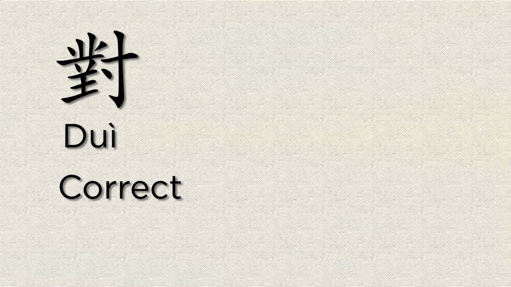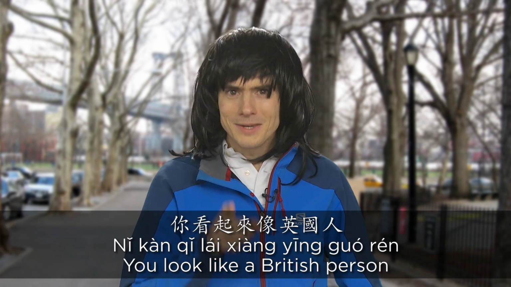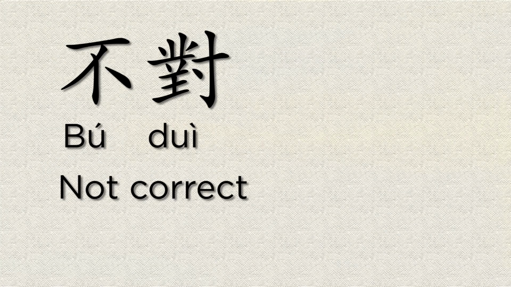There are some other words that we can use to give positive and negative answers. One of them is 对, which means correct. So if someone makes a statement about something and you want to let them know that they are right, you can say 对. So for example, if someone looks at you and they say, 你看起来像英国人, you look like a British person. If you are, you could reply 对. If you're not, you guessed it, 不对. And like before, 不 changes its tone from fourth tone to second tone. You may also hear someone say 对对对对对, and that just means they really want to agree with you on something.